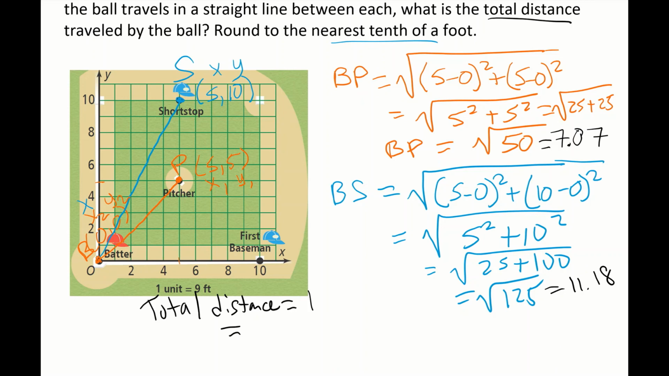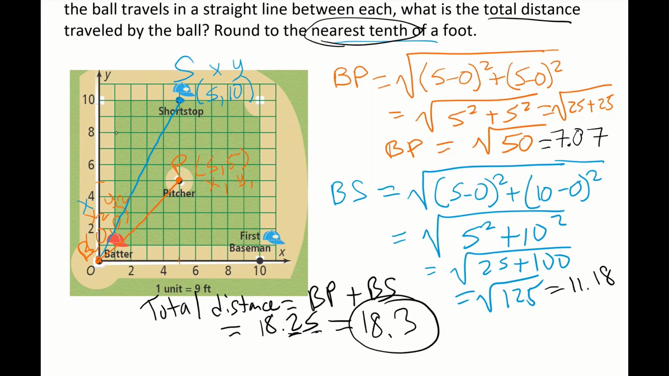All right, so then the total distance is basically BP plus BS. So we're going to add those two together. 7.07 plus 11.18, you get 18.25, which we're going to round to the nearest tenth. The nearest tenth is this decimal place here. That's a 5, so that means we're going to round that up to 18.3, approximately.